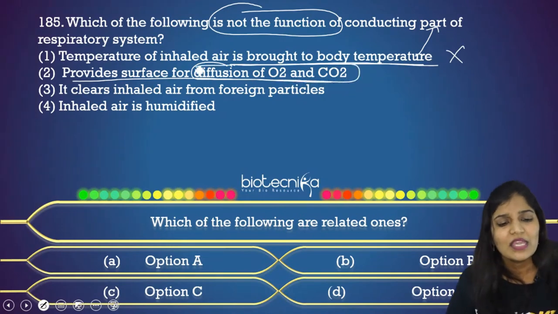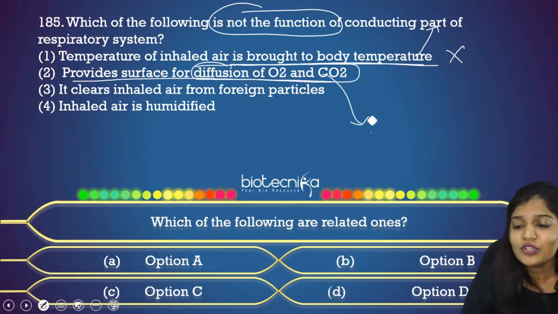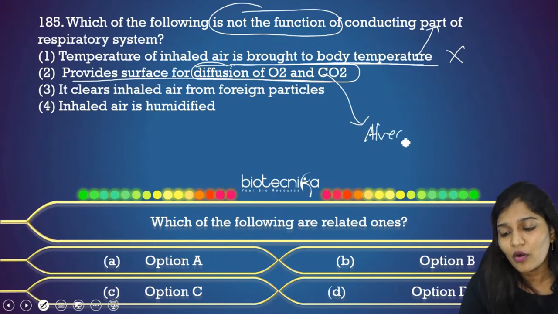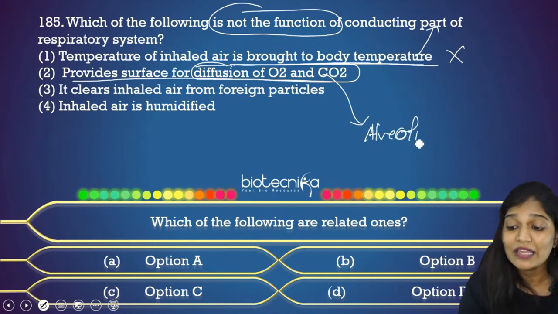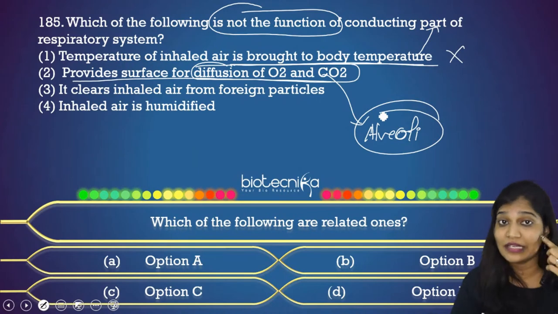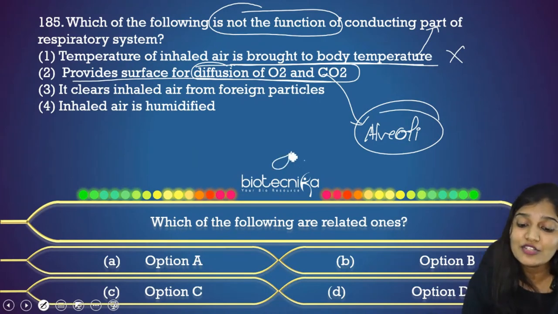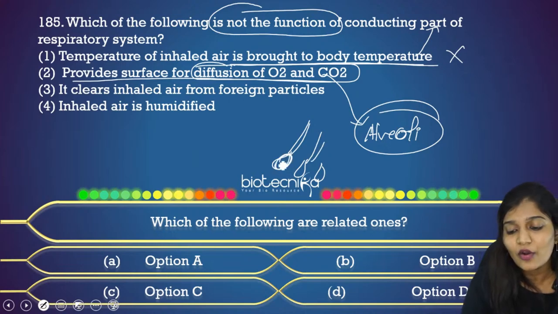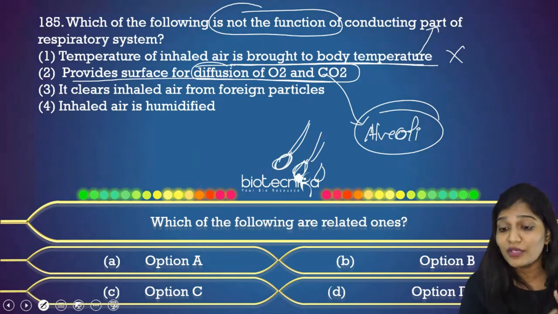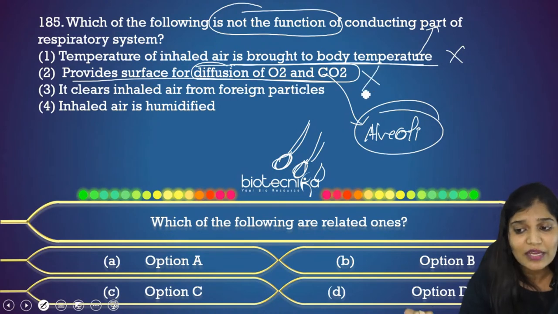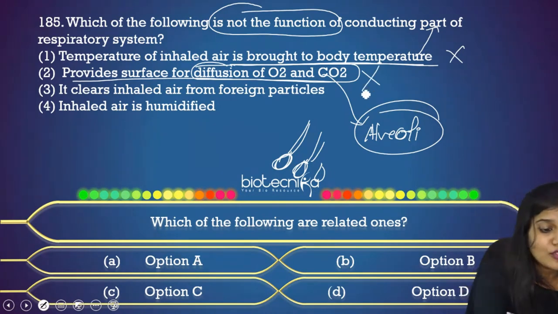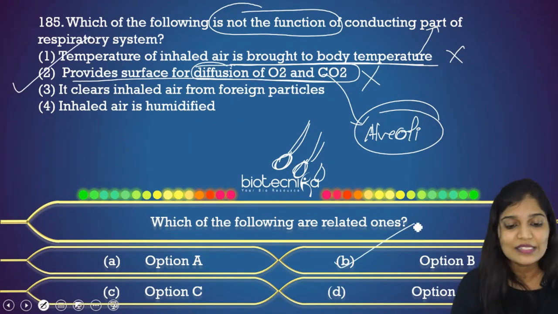Easy question. We know that the diffusion of carbon dioxide and oxygen takes place in the alveoli region, not at the conducting part. Only in the sac-like structure, suppose this is the bronchioles, and in this area only the exchange of gases will take place. So this is not done by the conducting part. So we have to choose option number 2 as the correct statement.